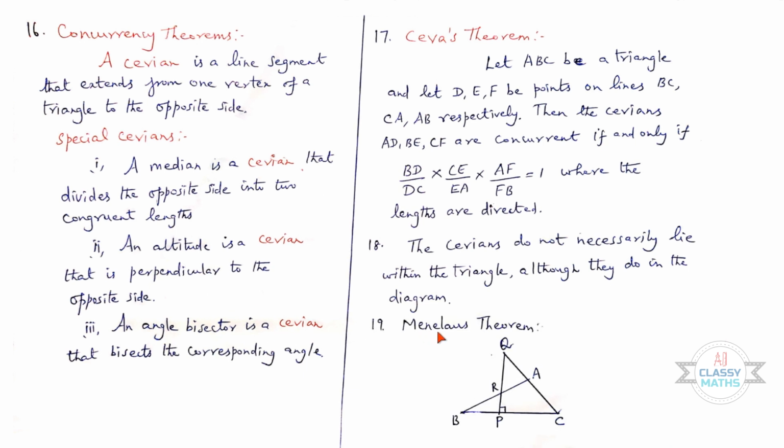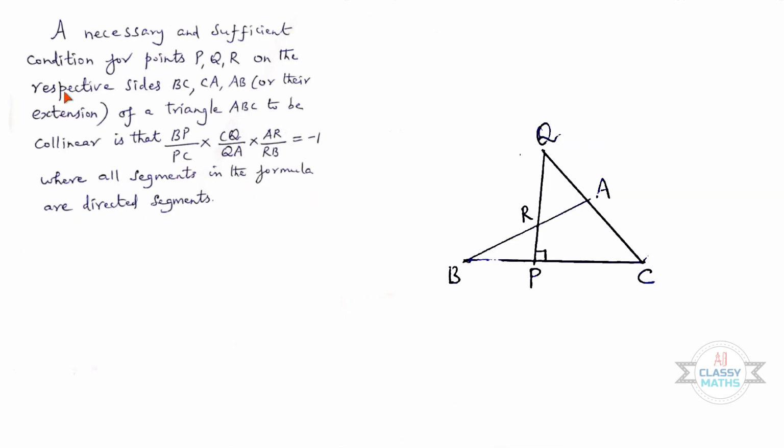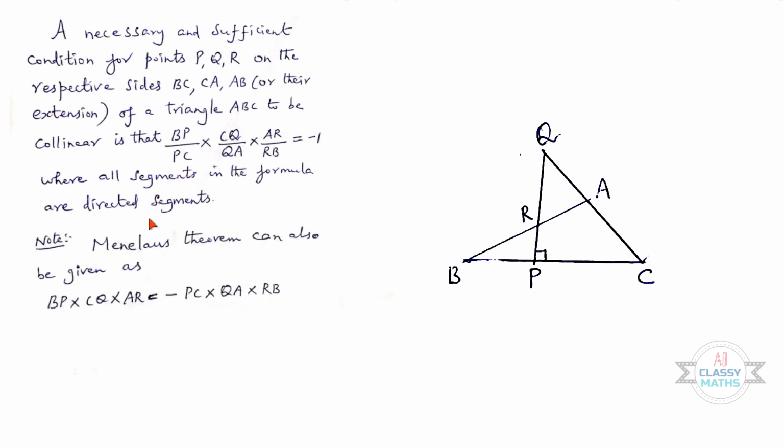19th one, Menelaus theorem. Look at the diagram given here. See the theorem now. A necessary and sufficient condition for points P, Q, R on the respective sides BC, CA, AB or their extension of a triangle ABC to be collinear is that BP by PC into CQ by QA into AR by RB is equal to -1, where all segments in the formula are directed line segments.